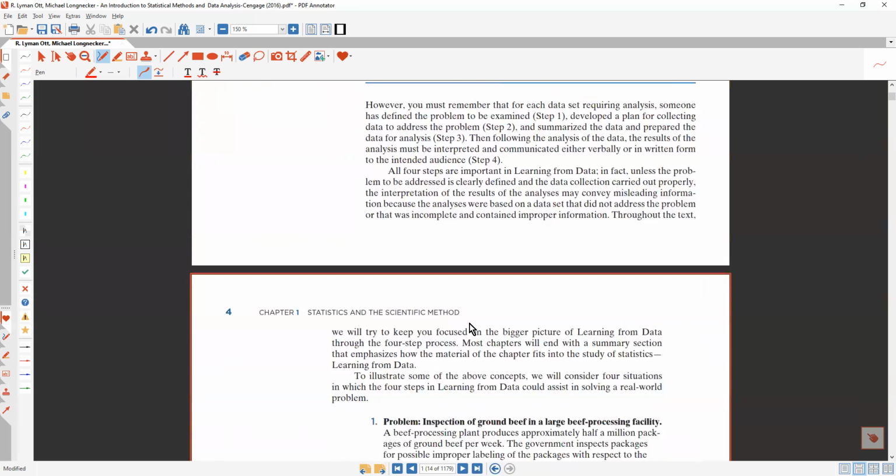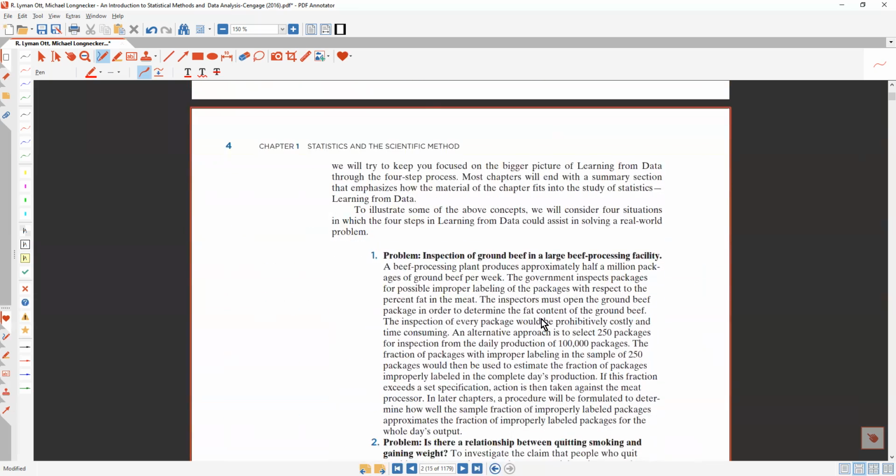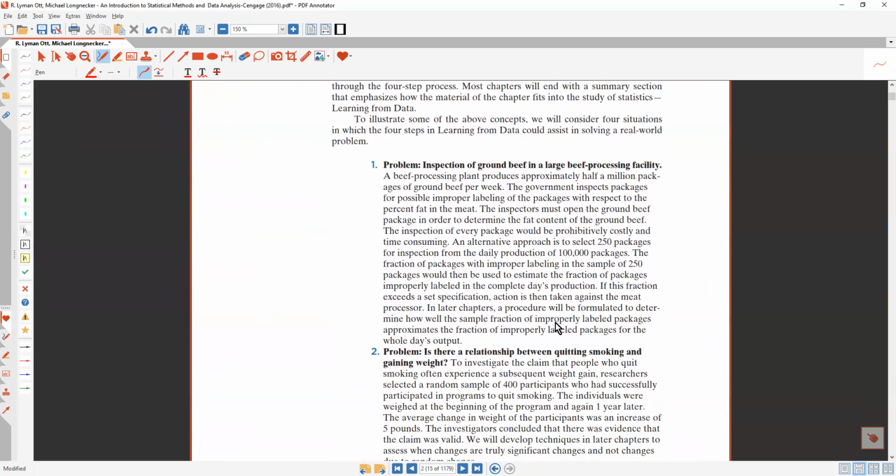Okay, let's move on here a little bit. Well, there's some of the above concepts about the idea of learning from data. We gave one example of the COVID-19 vaccine. The book talks about some other topics here, like inspection of ground beef in a large beef processing facility.